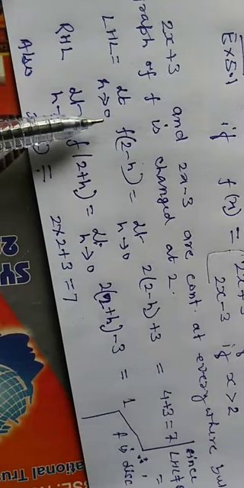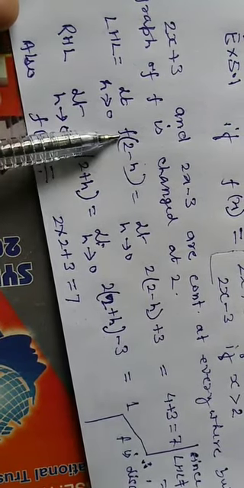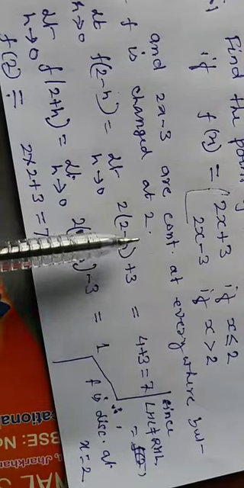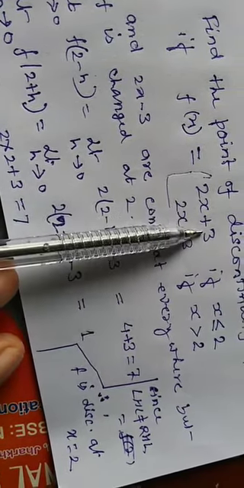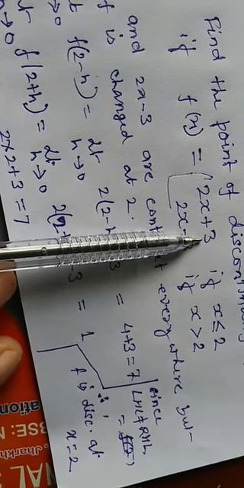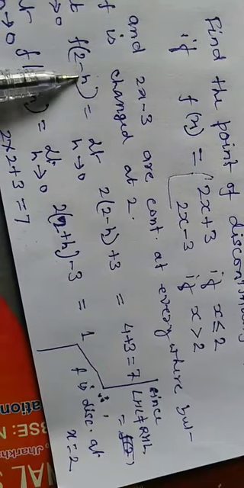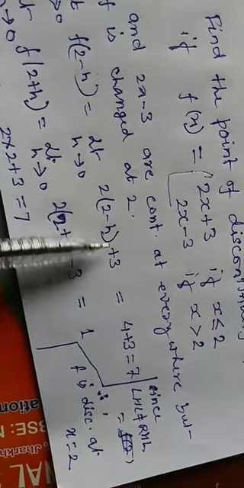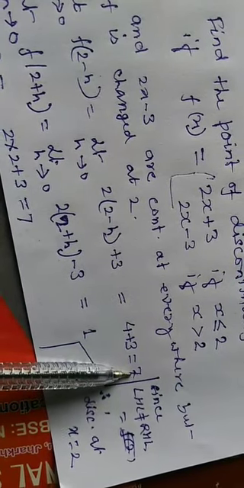So let's see the left limit. Left limit, h tends to 0, f(2 minus h), and this will be equal to limit h tends to 0 of 2 times (2 minus h) plus 3. We will use the first one, 2x plus 3, because x is less than 2. Here 2 minus h means this is less than 2. And if we put h equal to 0 here, you will get 7.